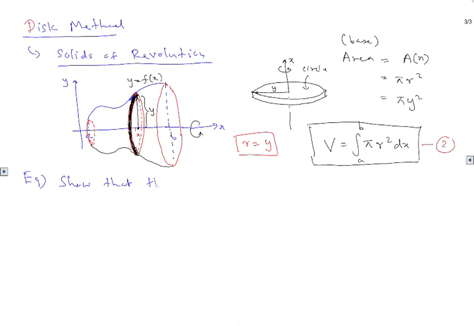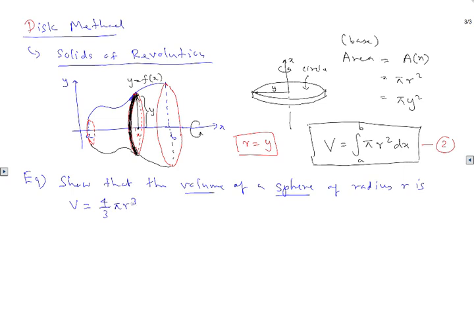Show that the volume of a sphere of radius r is, so what is the volume of a sphere of radius r? It is V equals 4/3 pi r cubed.